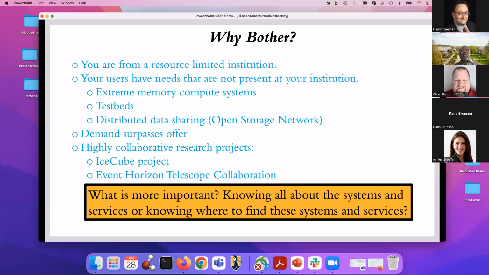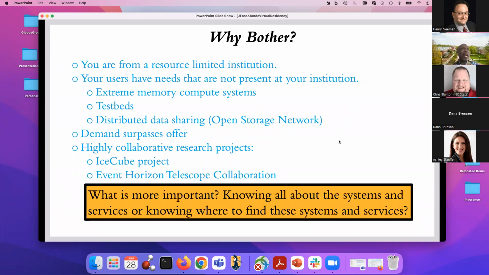Or sometimes your demand surpasses offer. You have resources, but at some point there is high demand, especially during peak research periods. Or you have highly collaborative research projects, with researchers from a multitude of institutions or from many countries trying to use resources which your institution may not be able to provide access to for all of them. I'm thinking here of the IceCube project or the Event Horizon Telescope collaboration, which recently gave us the fruit of such collaboration and use of available resources: the first image of a black hole.